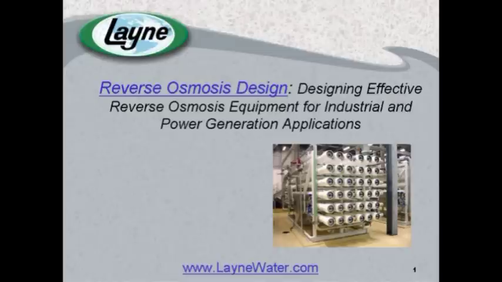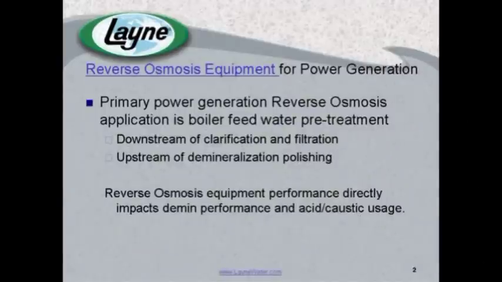In power generation, the predominant use of reverse osmosis is in the area of boiler water, feed water pretreatment. So the RO system in this particular application comes downstream of clarification and filtration, but upstream of demineralization and polishing. One thing to note is that your RO equipment performance, how well you design this, is going to directly impact your demineralizer performance and also acid and caustic usage, which can be of considerable magnitude in the power generation industry.